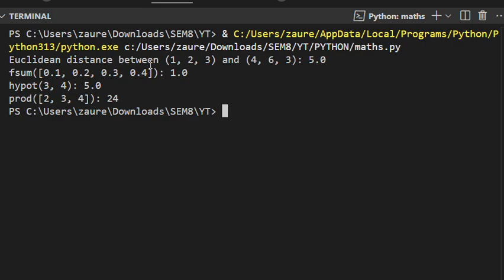So the Euclidean distance between 1, 2, 3 and 4, 6, 5 is 5. Then the sum of all these floating point numbers is 1.0. Then we have hypot of 3, 4, that is the L2 norm, which is 5. Then the product of 2, 3, 4 is 24.